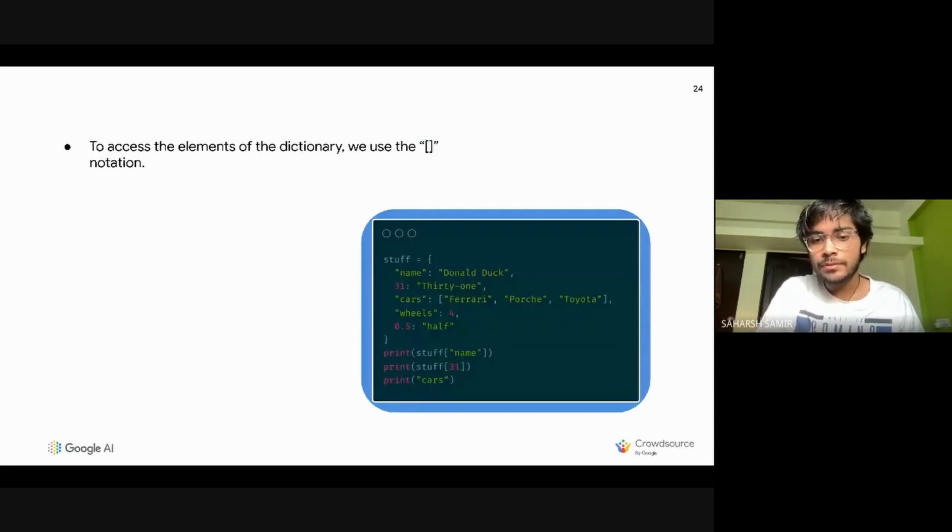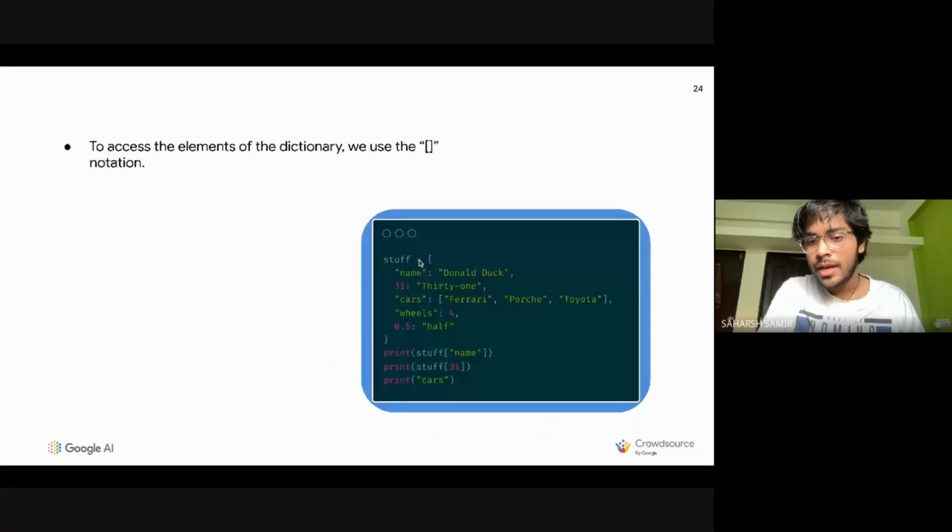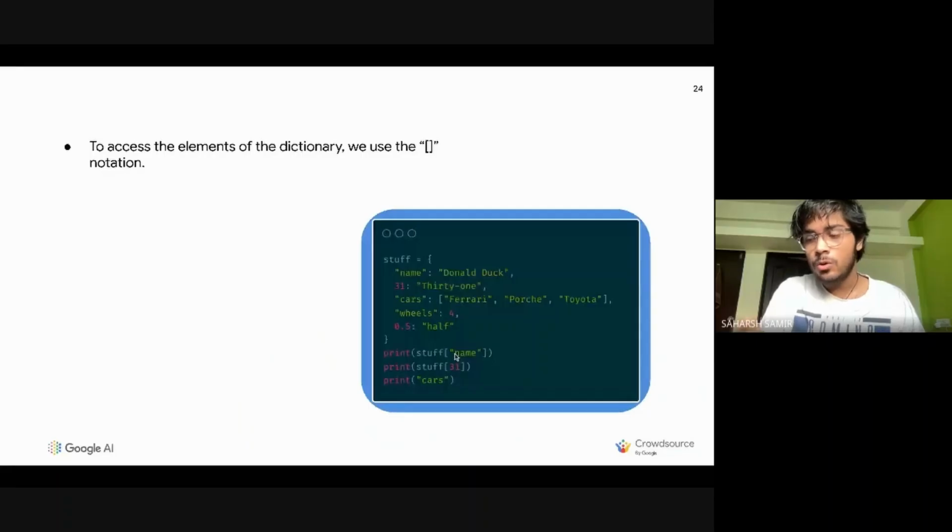So for example, let's look at our example here. Stuff is a bunch of elements, and we want to print Donald Duck. We want to get the name, the value of the key. So within the square brackets, we provide the actual key whose value we want. So the first line here would print Donald Duck because we are asking for a name.